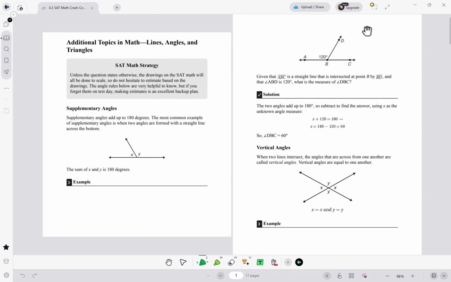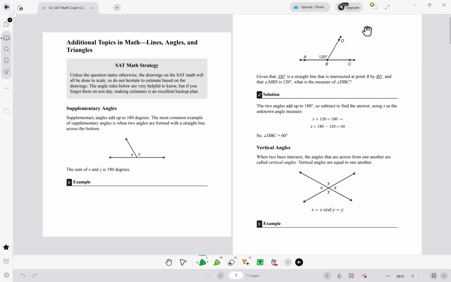Supplementary angles add up to 180 degrees. I told you that the units of angle are primarily two different units, that is degree and the radian. Degree is one of the types of units for the angle. The most common example of supplementary angles is when two angles are formed with a straight line across the bottom.